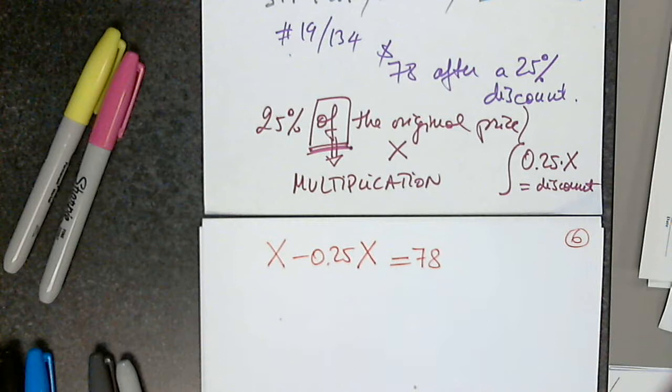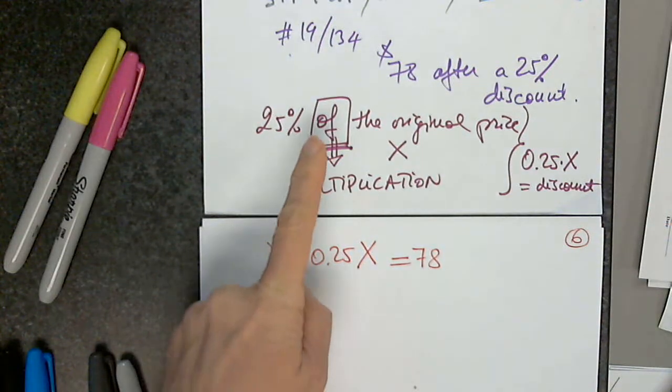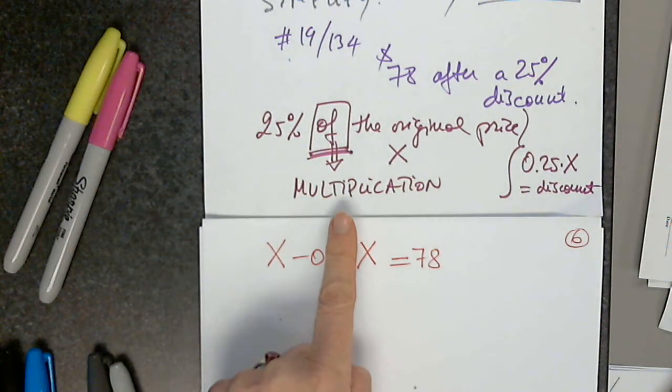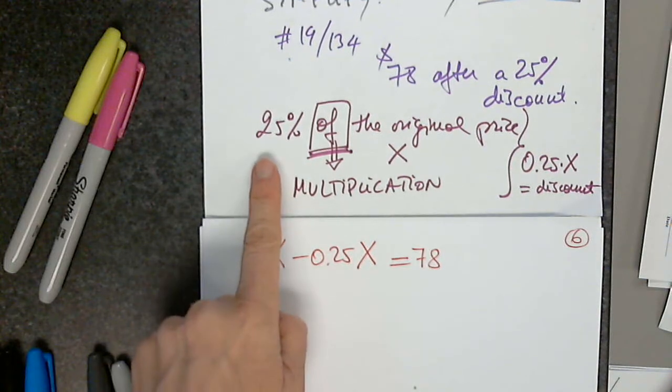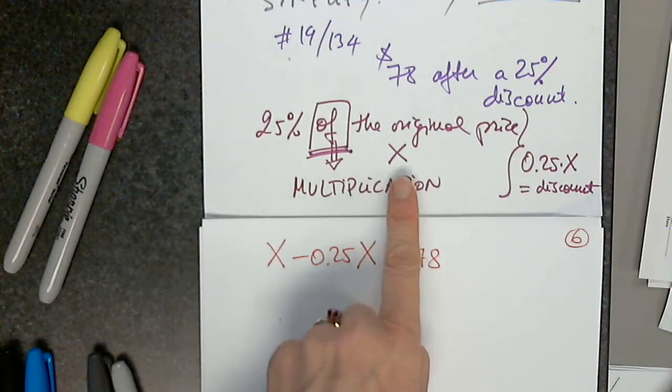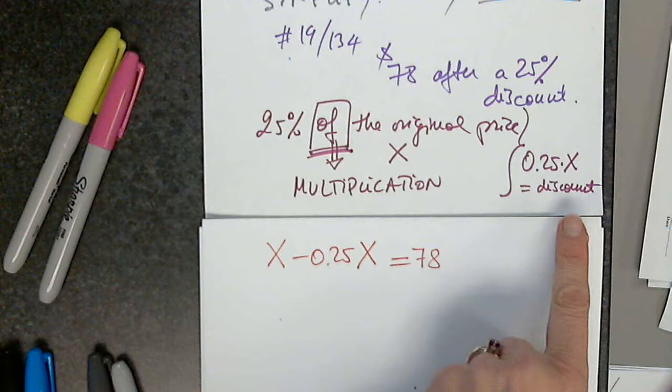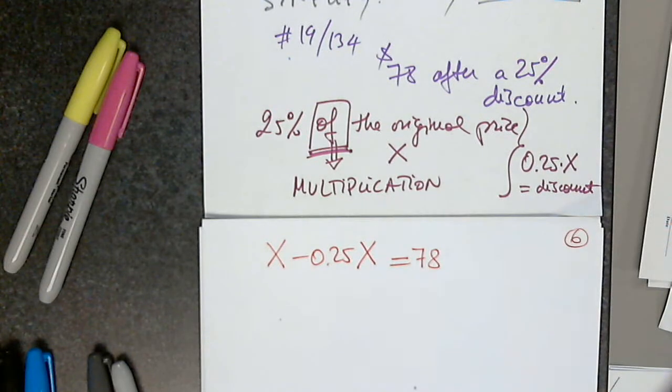From the original price, we have to subtract the discount. The discount is 25% of the original price. When I say of the original price, I have to use multiplication. So 0.25 of x is the discount, the quantity that is subtracted from the original price. Is that clear?